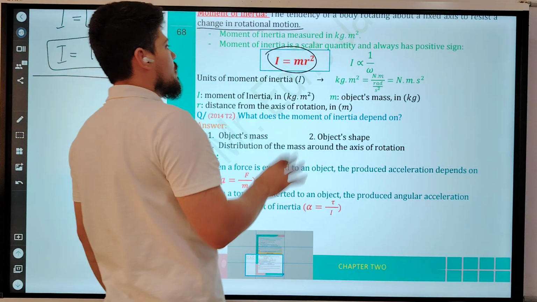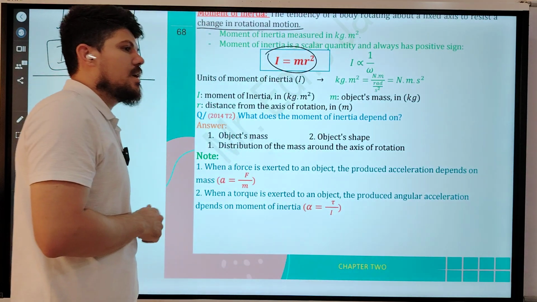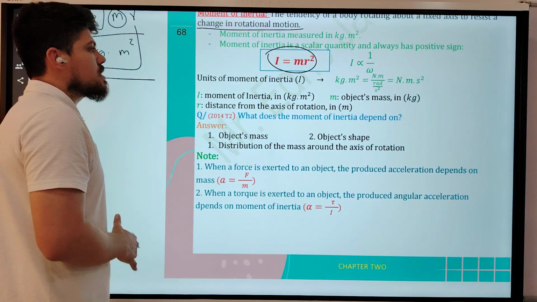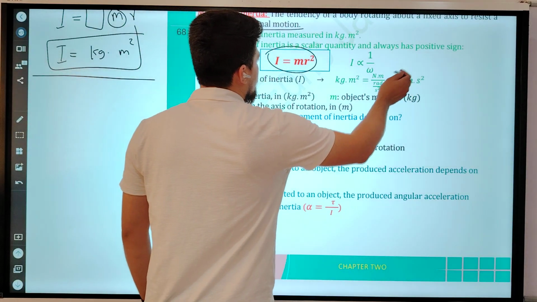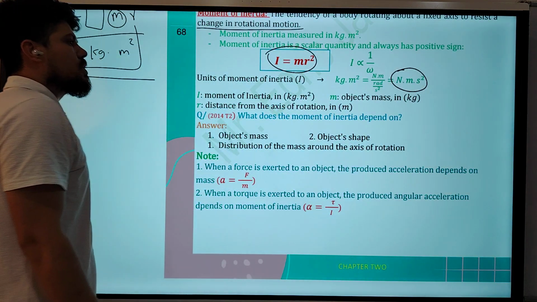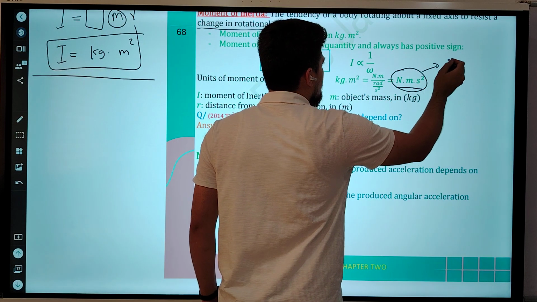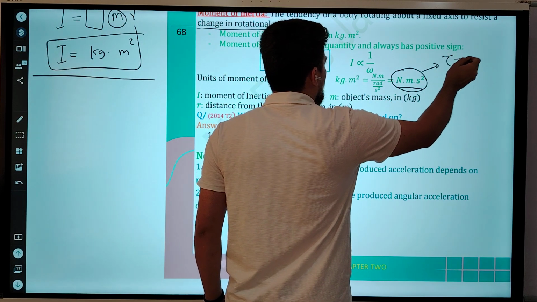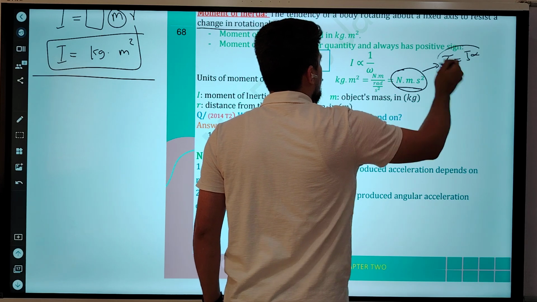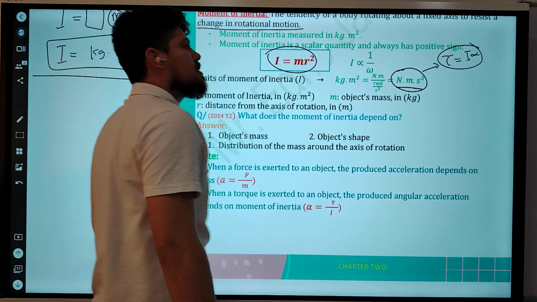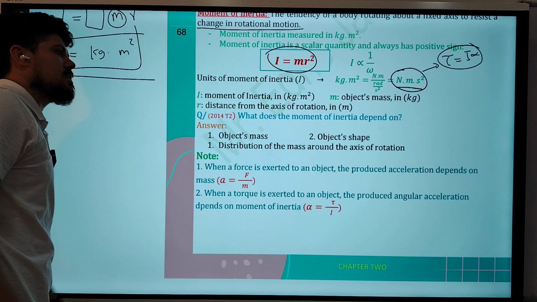Inshallah, in the next lesson, in section 3, we will study Newton's second law for rotational motion. You will understand this equation. This is another equation for moment of inertia. This unit came from what? From this equation: torque is equal to I alpha. This is Newton's second law for rotational motion. In section 3 we will study it in detail.